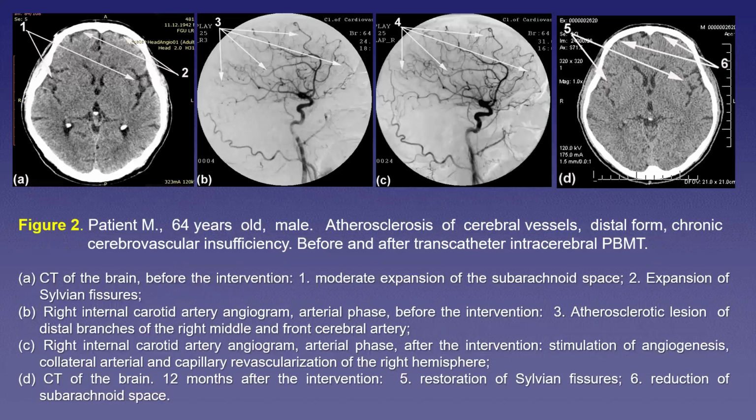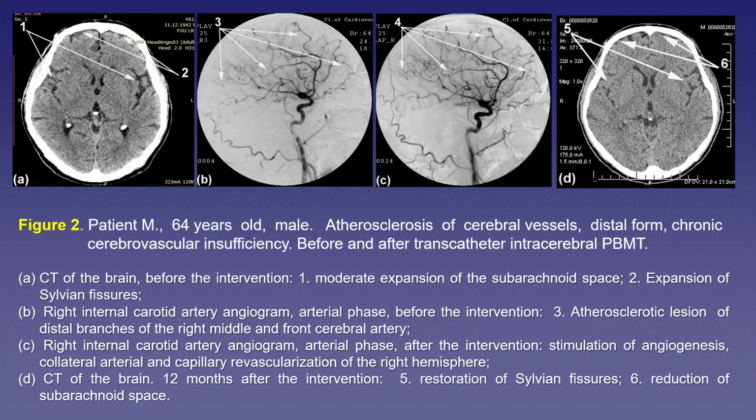In this slide, we see results of a 64-year-old male who had atherosclerosis of cerebral vessels, distal form, and had chronic cerebrovascular insufficiency. You see before and after the treatment of PBMT. In figure A, you see CT scan of the brain before the intervention. As you can see, moderate expansion of the subarachnoid space and expansion of sylvian fissures.